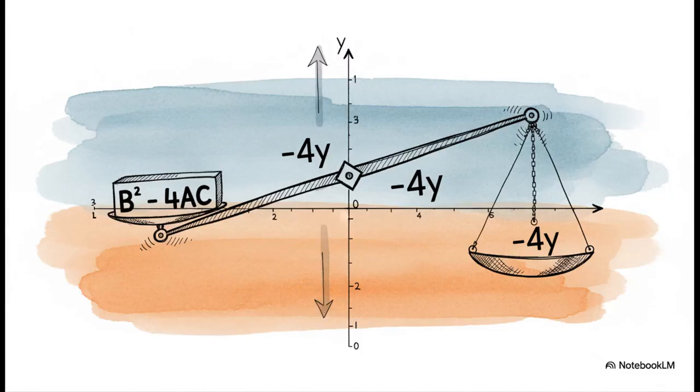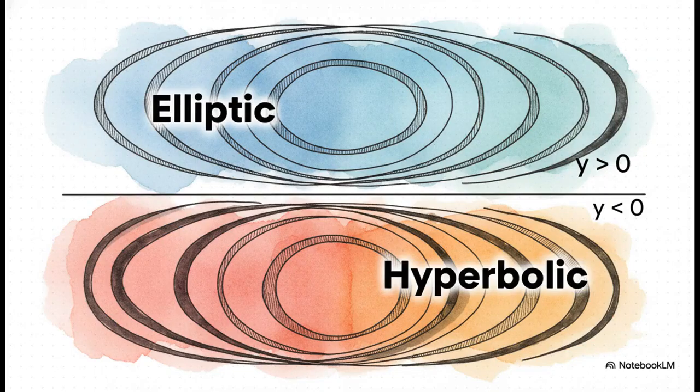See, when we calculate b squared minus 4ac this time, with a being y, b being 0, and c being 1, we don't get a fixed number. We get an expression, -4y. This means the personality of the equation actually changes depending on where you are. And this is what we mean by a mixed-type equation. In any region where y is positive, our discriminant, negative 4y, will be negative, so the equation acts elliptically. But if you move to a region where y is negative, the discriminant suddenly becomes positive, and the equation's whole behavior flips and becomes hyperbolic.